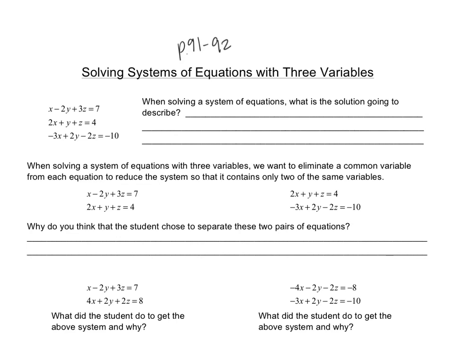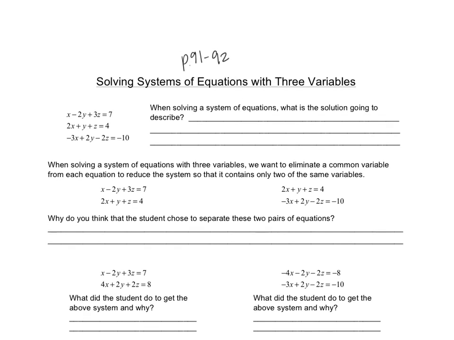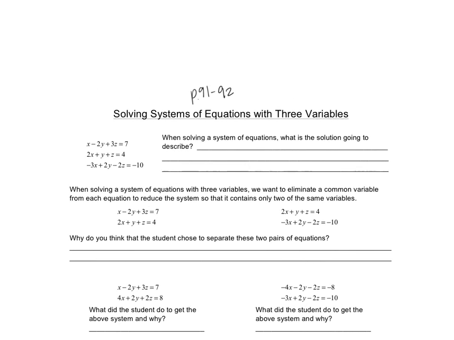Well, now that you've looked through this, let's see if we agree. It says, when solving a system of equations, what is the solution going to describe? Well, just a little reminder, when we had a system of two equations, there were two variables and they were both lines. So there's a couple different things that can happen. They could meet at one point, or they could never meet at all, so there would be no solution. Or they could be the same exact line, and if that happens, there's an infinite number of solutions.